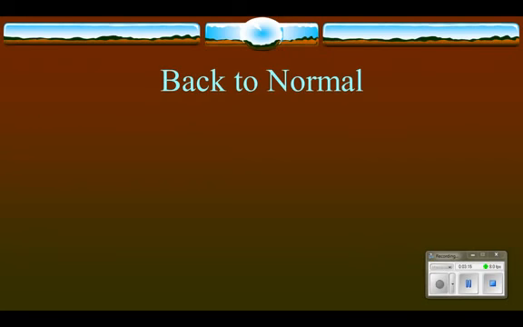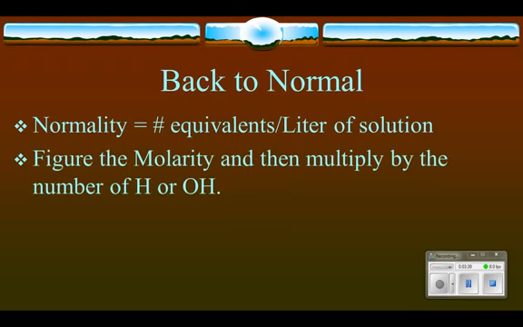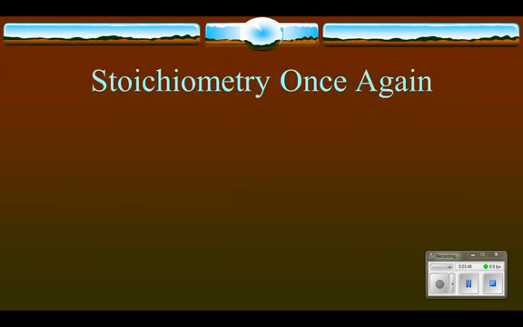Okay, now once we have equivalence, there's another unit we can do, and that's called normality. It's supposed to sound a lot like molarity because it's similar. Remember that molarity is the number of moles of solute per liter of solution. Normality is defined as the number of equivalents of solute per liter of solution. So the easiest way to figure normality is, if you know how to find molarity, then you just figure the molarity and multiply it by the number of hydrogens or hydroxides you see in the formula. It's that simple. Find the molarity, moles per liter, and then multiply it by the number of hydrogens or hydroxides.